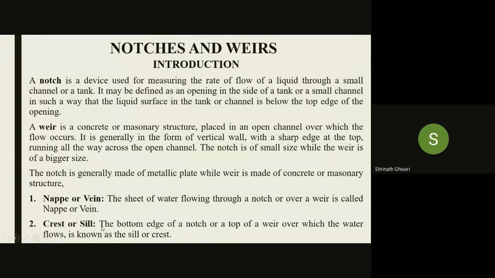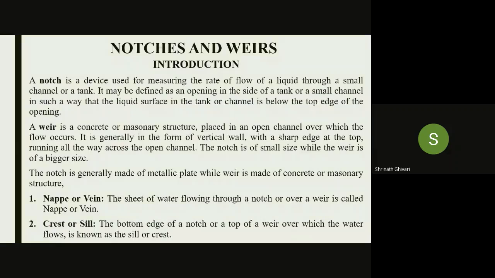Okay. So we have studied previously two types of flow meters. Flow meters are ones which measure the discharge. Which ones were those? Venturimeter and orifice meter. So today we're going to discuss another type of flow meter, which is known as notches and weirs.